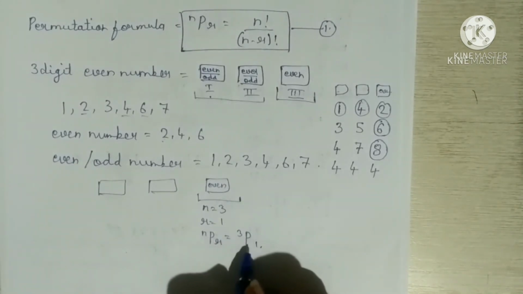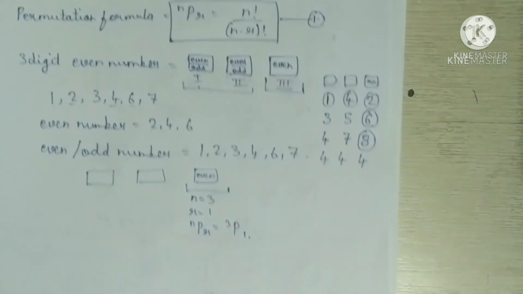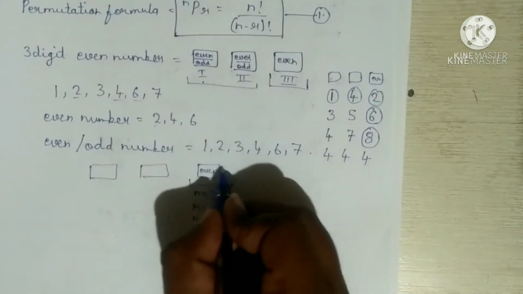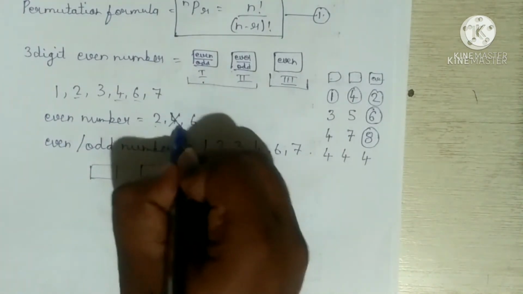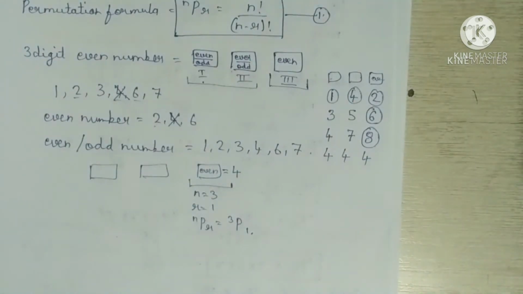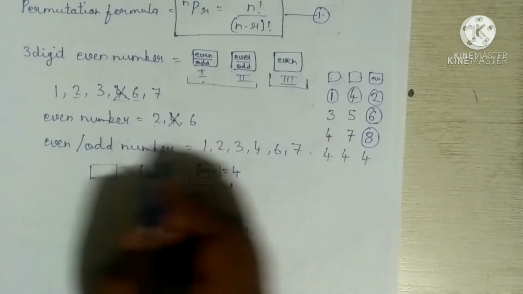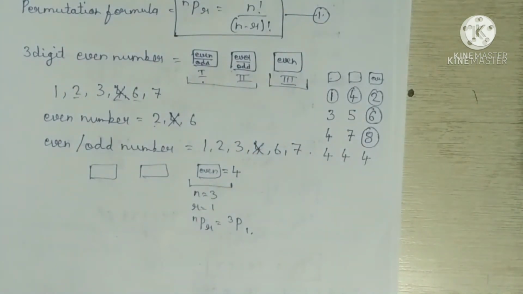Okay, 3P1 means where no digit is repeated. Digit should not be repeated. If in this box 4 is the digit, cancel 4. In the given question also 4 will be cancelled. In the even and odd terms also 4 will be cancelled because no terms are repeated.